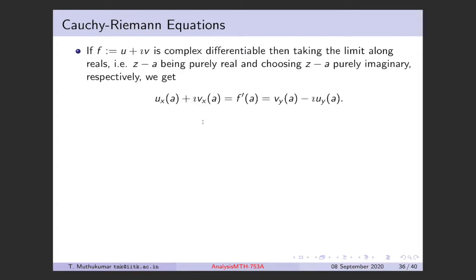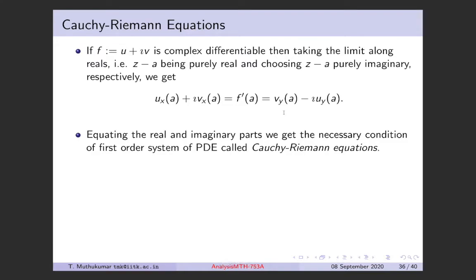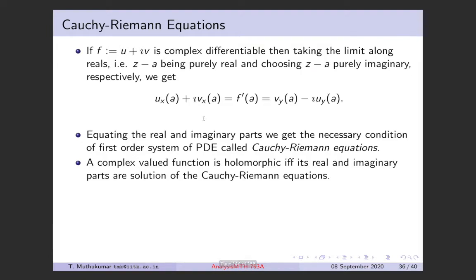So if you equate the real part and the imaginary part, you get what is called a first order system of equations, which is called the Cauchy-Riemann equation. There are two functions u and v, and all these are partial derivatives. So what do you get? If you equate, you get ux is equal to vy. That is, the x derivative of u is equal to the y derivative of v at a. Similarly, the x derivative of v is equal to the negative of the y derivative of u at a. So that's the Cauchy-Riemann equation.